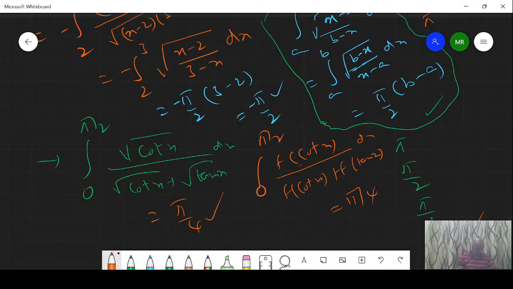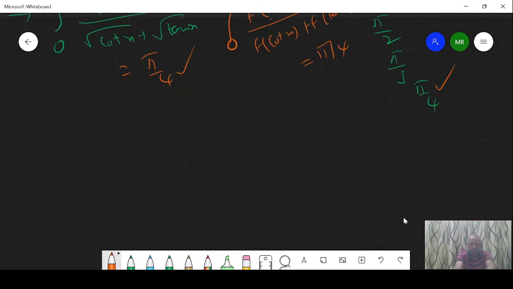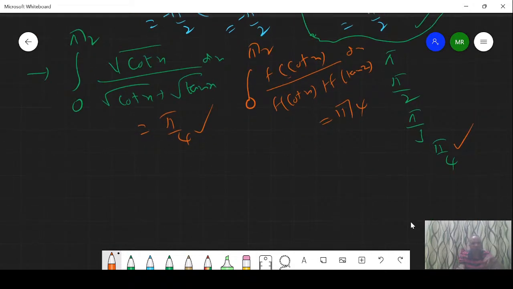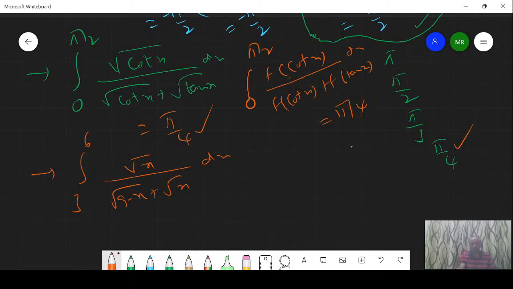See this problem. The value of the integral from 3 to 6 of root x by root of 9 minus x plus root x dx. The value they have given here is 3 by 2. The options are 3 by 2, 2, 1, 1 by 2.